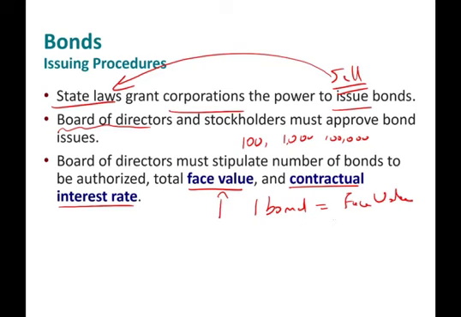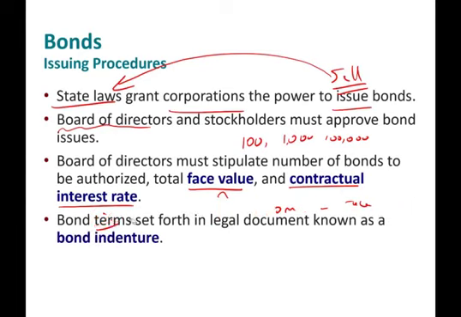And contractual interest. This is important. Remember, when the company borrows money, they have to pay interest. That's called the contractual interest. It has many other names. Let's assume 6%. So they agree to pay 6%. That's the contractual interest. This is how much they agree to pay for that bond.